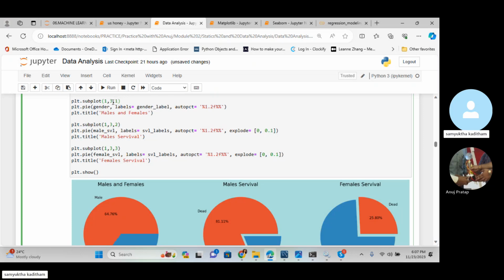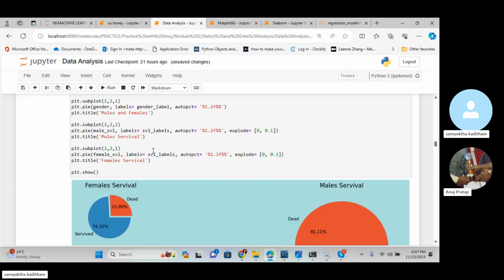We are actually going to plot three plots. I just want 1 2 1 in the first plot, and in the second plot do 1 2 2. Then the third plot won't come. For the third, can we type 2 comma 2 comma 1? What will happen if we try this one? It will give an error, I think.